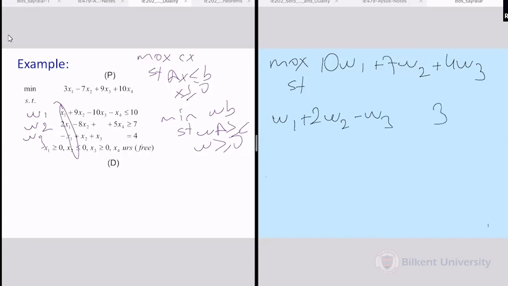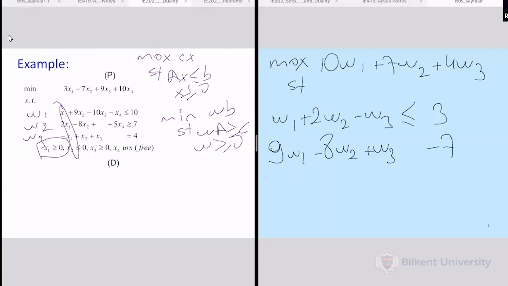Is it less than, greater than, or equal to? I check if X1 is in the correct form. X1 is in the correct form. So this constraint will be in the correct form, which is less than or equal to, for maximization. Let's write the second constraint. 9W1 minus 8W2 plus W3. On the right-hand side, it's going to be minus 7. Right? Now, this constraint is for X2.